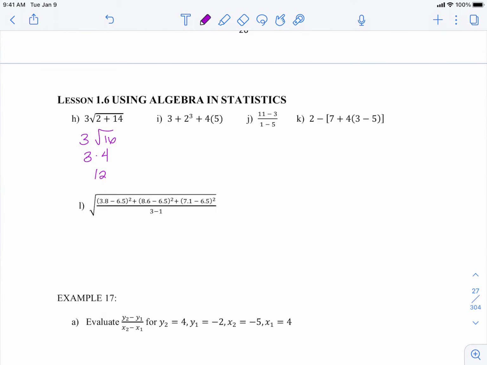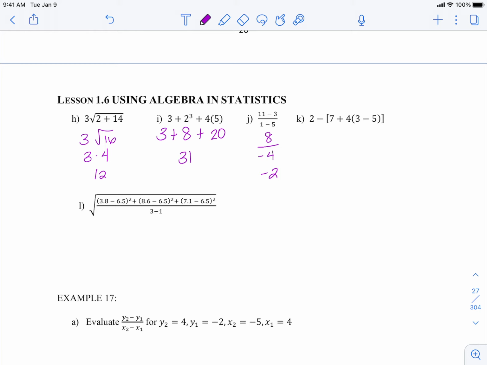Our next one, so we have 3 plus our exponent to the third power will give us 8, plus 4 times 5 is going to give us 20. If I add these together, that gives us 31. When we have a fraction like this, we want to simplify the numerator and denominator first, then divide. So 11 minus 3 gives us 8. 1 minus 5 is negative 4. 8 divided by negative 4 gives us negative 2.